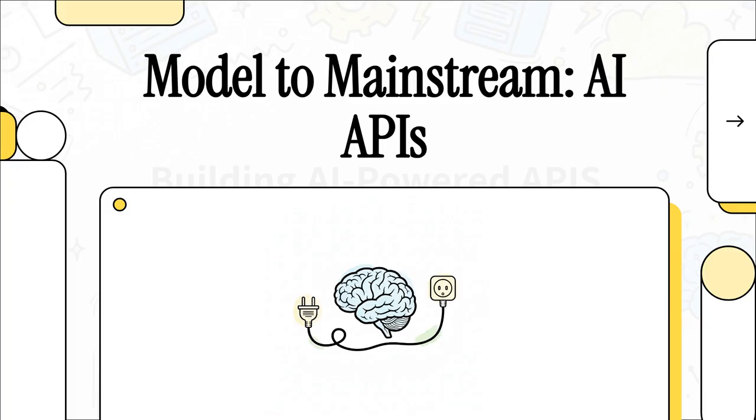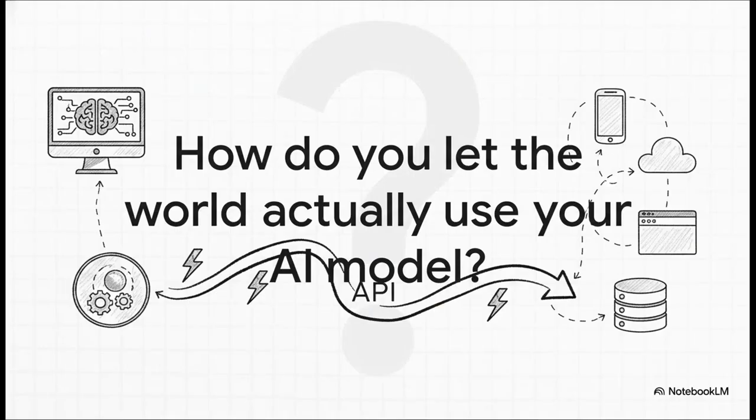Let's get into it. This is the fundamental question, right? An AI model just sitting on your computer is pure potential. To turn that potential into a real product, a real service, you need a bridge, a way for any application anywhere in the world to talk to your AI. And that bridge, my friends, is an API.